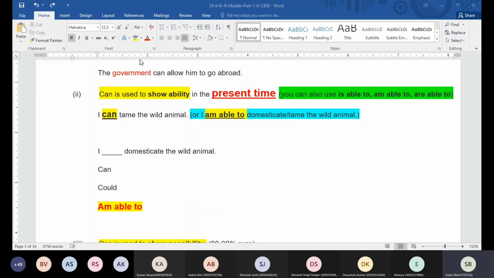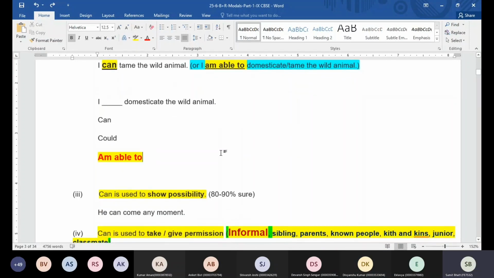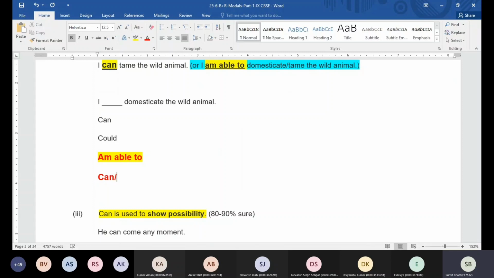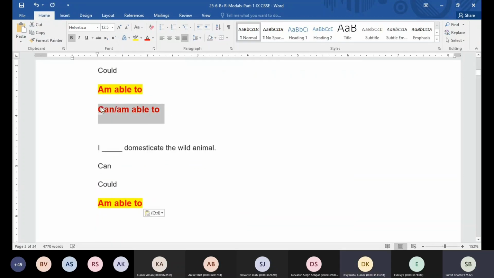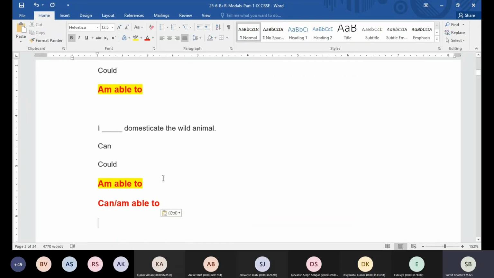Getting beta? Yes, sir. Yes, sir. Yes, sir. Yes, sir. Okay, now suppose we have this as the answer, can oblique am able to. Then which is the right answer now? You have two of the questions. One is going to be, I'm able to. Sir, I'm able to. I am able to. now we have two options, beta.